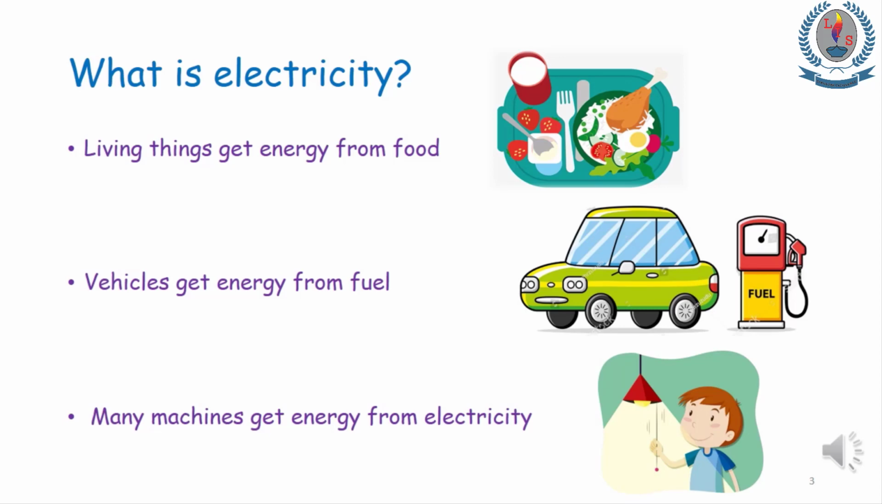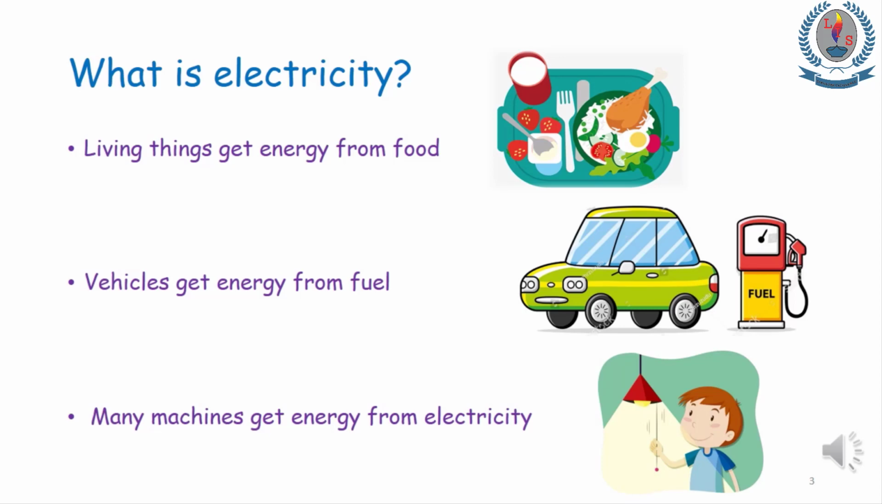What is electricity? Look at the first picture. What do you see? A meal. You have 3 meals a day. You get energy out of food. Your father goes to the petrol shed to pump fuel. That is petrol or diesel. So vehicles need fuel to run. Fuel is its source of energy.